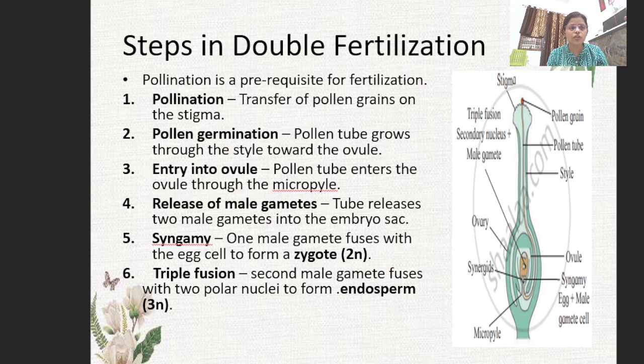If we talk about the summary, what is double fertilization? Two fertilizations taking place simultaneously. One of the male gametes fuses with the egg, produces zygote, which produces embryo. The second male gamete fuses with the polar nuclei, produces endosperm. Endosperm provides nourishment to the developing embryo. Since the two fusion processes are taking place simultaneously, they are combinedly called double fertilization.